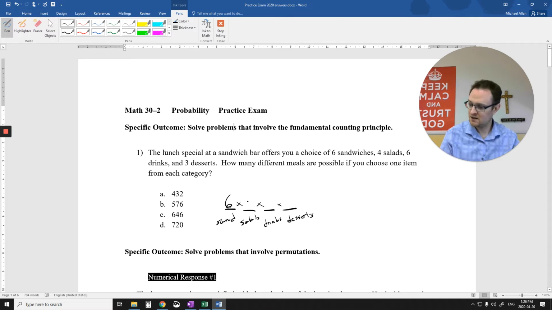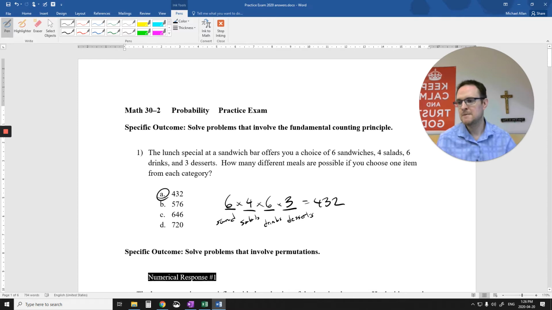So we have 6, we have 4, we have 6, and then we have 3 desserts, and we multiply them all together and get 432. There we go.